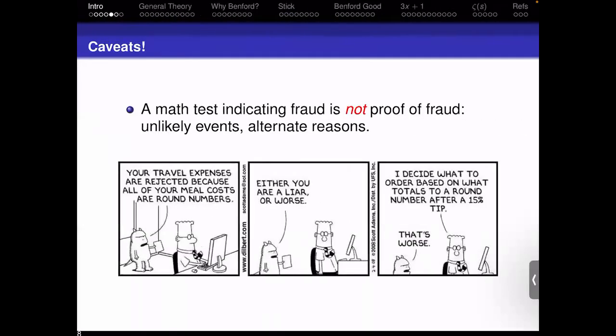So this is one of my favorite comic strips from Scott Adams. He kindly gave me permission to use this. Your travel expenses are rejected because all of your meal costs are round numbers. You're a liar or worse. I decide what to order based on what totals to a round number after 15% tip. That's worse.